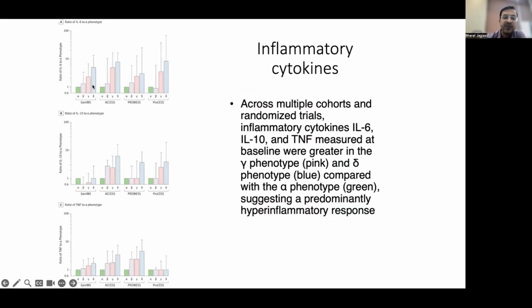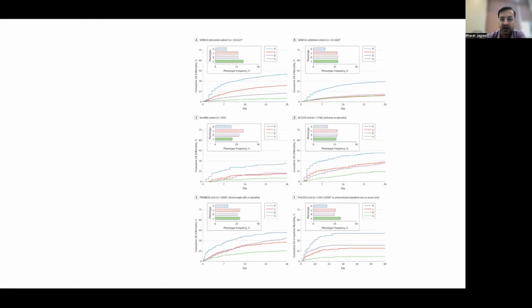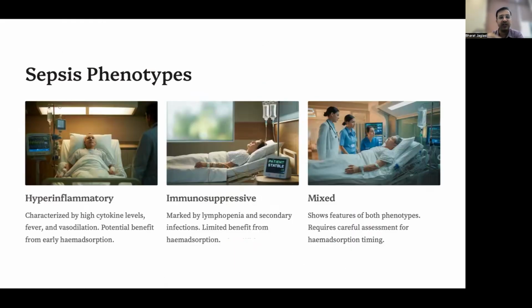If you look into this, the delta phenotype always had the highest level of IL-6, IL-10, or tumor necrosis factor. When you look at the heat map of additional biomarkers, again the alpha phenotype had the lowest biomarkers compared to the delta phenotype, which had the highest values. The same was true in other studies. Sepsis phenotypes are also known to include the hyperinflammatory type, the immunosuppressive type, and the mixed type, which shows features of both phenotypes.